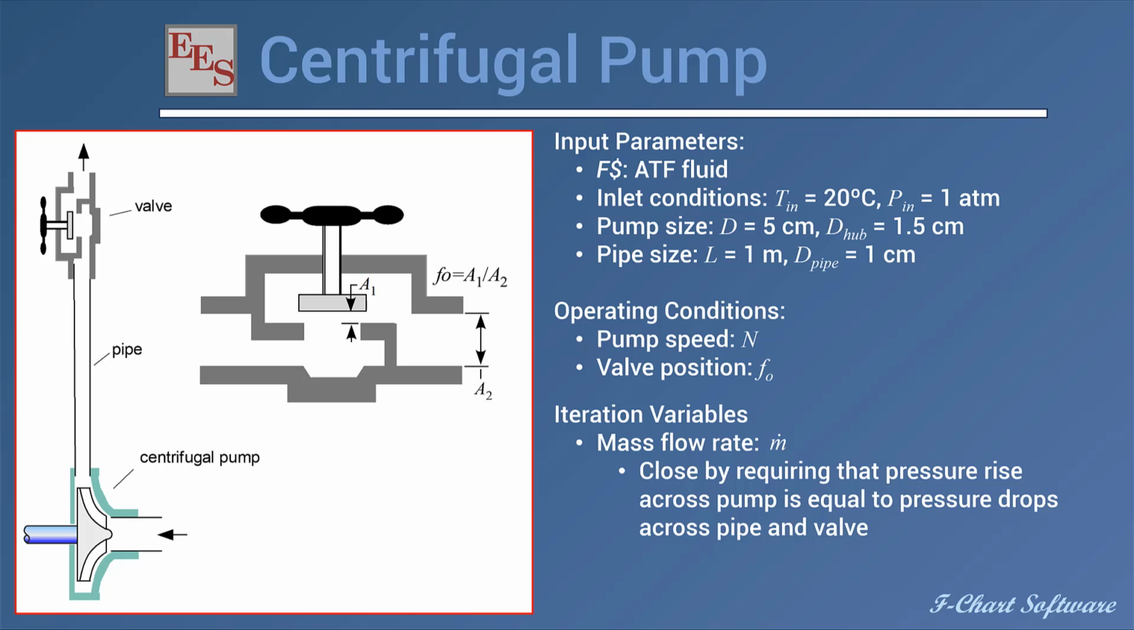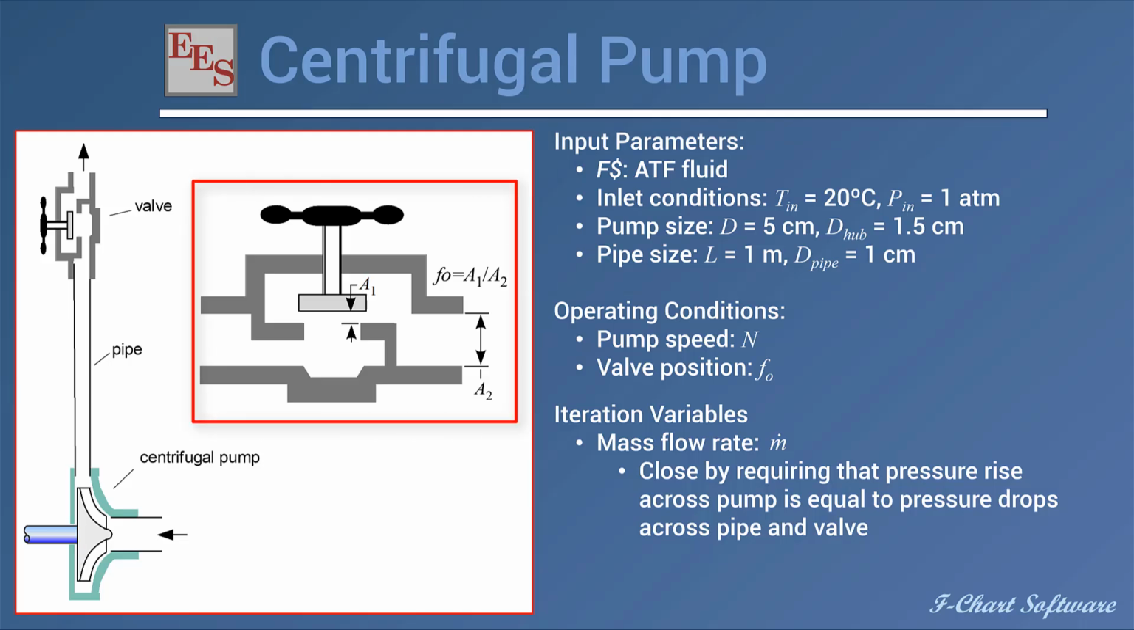So in this case, I'm going to define my input parameters. These are things that are kind of set, and that's going to be things like the fluid. The fluid is an ATF heat transfer fluid. The inlet temperature and pressure, so just room temperature, atmospheric pressure. The size of the centrifugal pump is going to be a 5 centimeter centrifugal pump with a 1.5 centimeter hub, and then the pipe is going to be 1 centimeter in inner diameter and 1 meter long. And then the valve itself will have the same inlet area as the pipe.